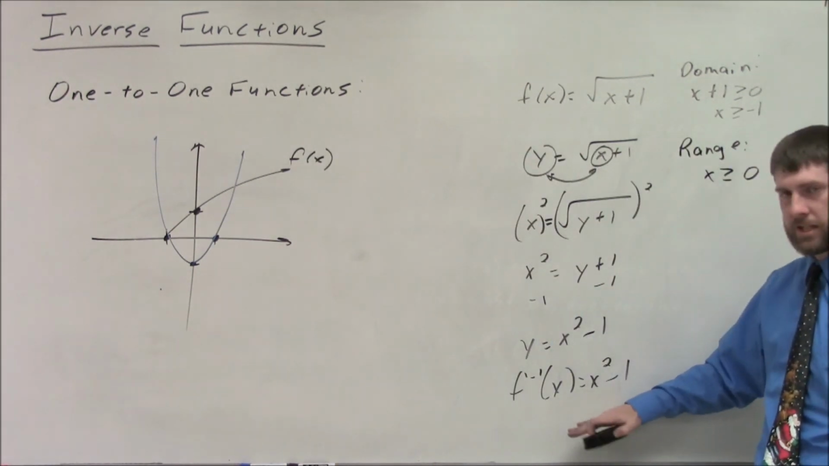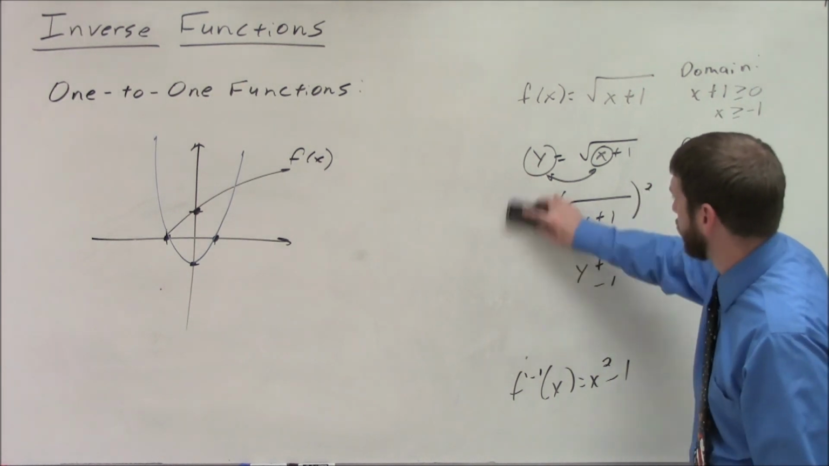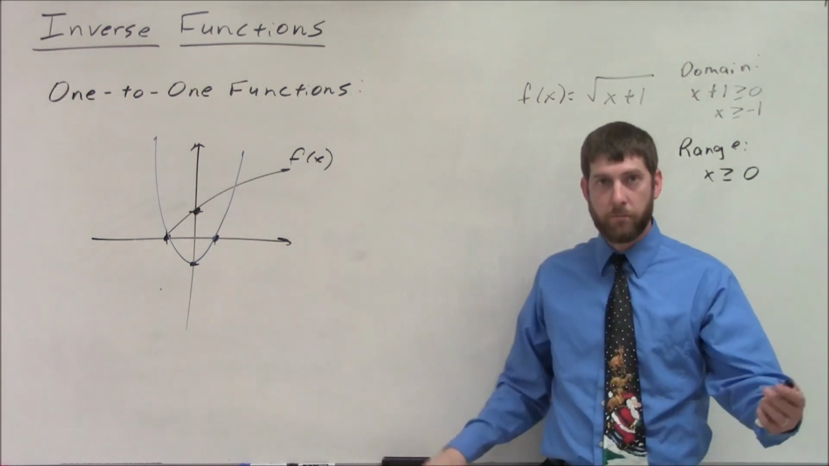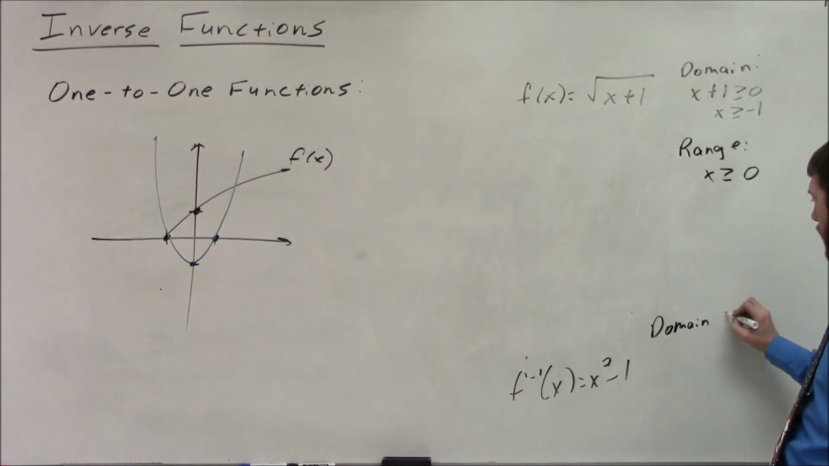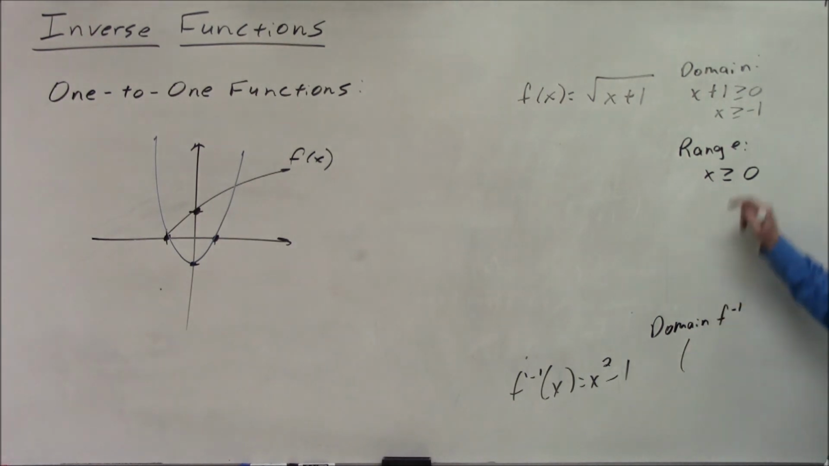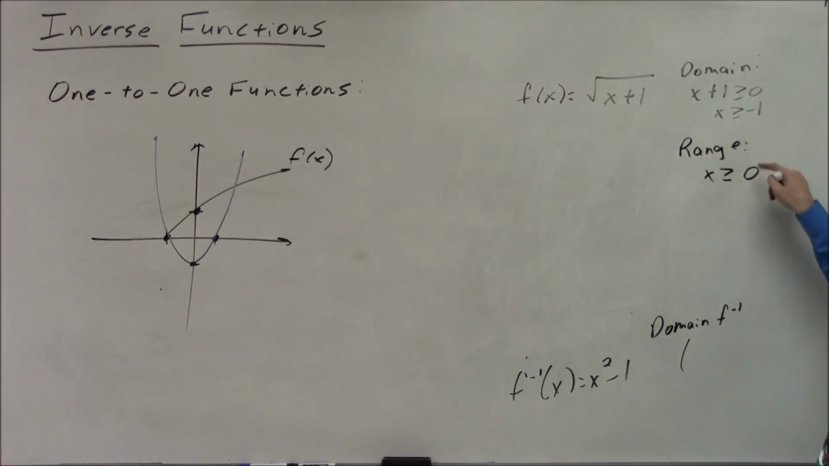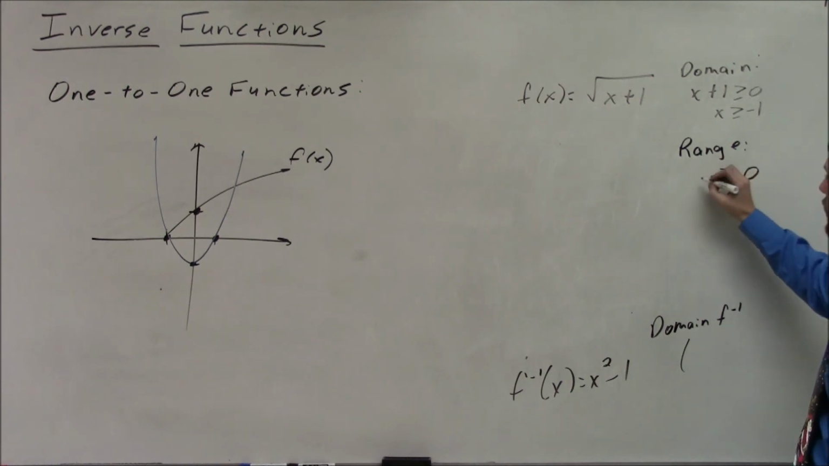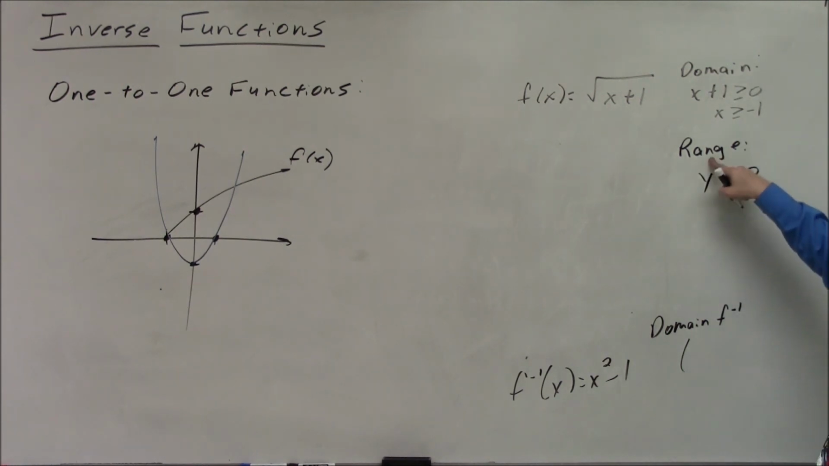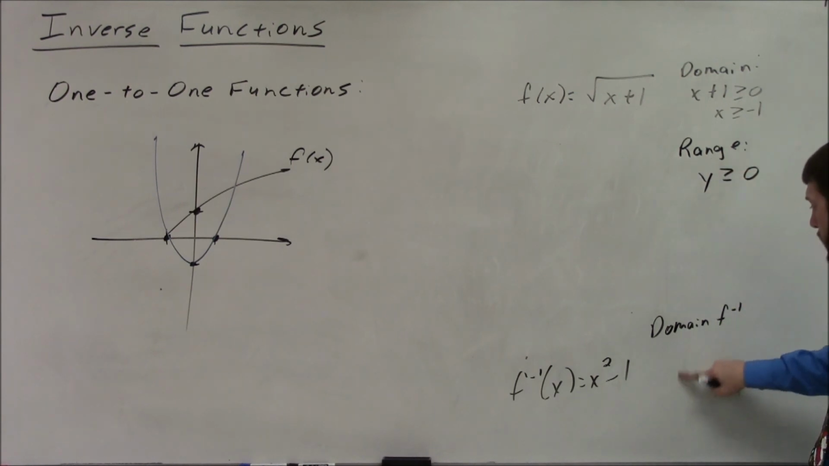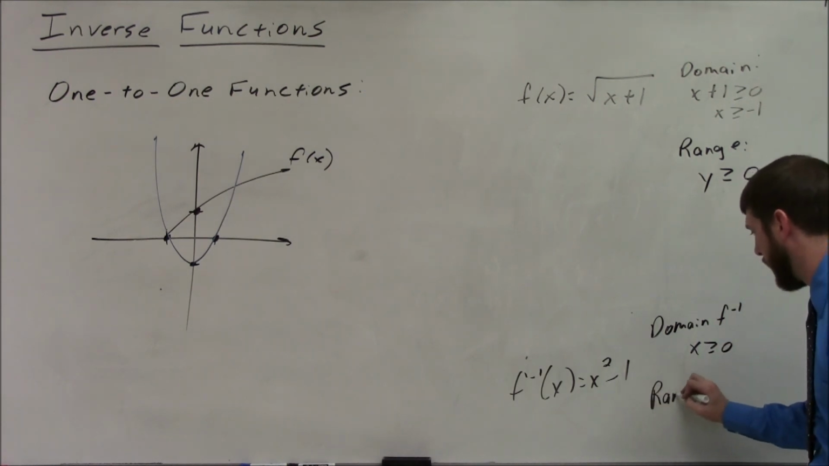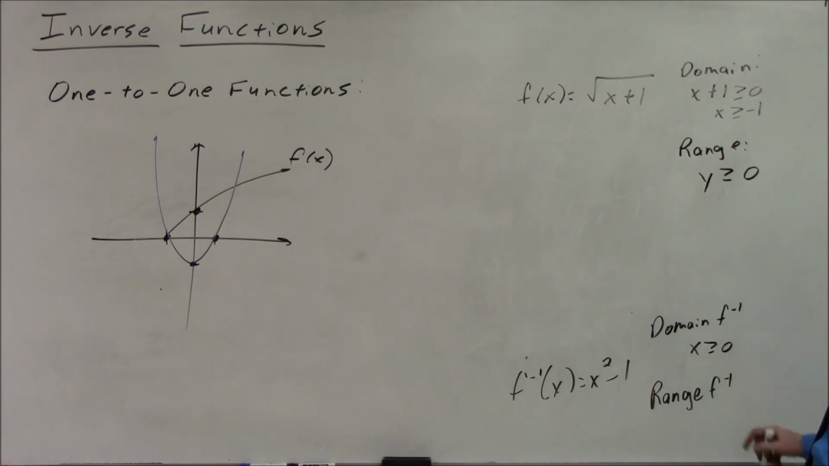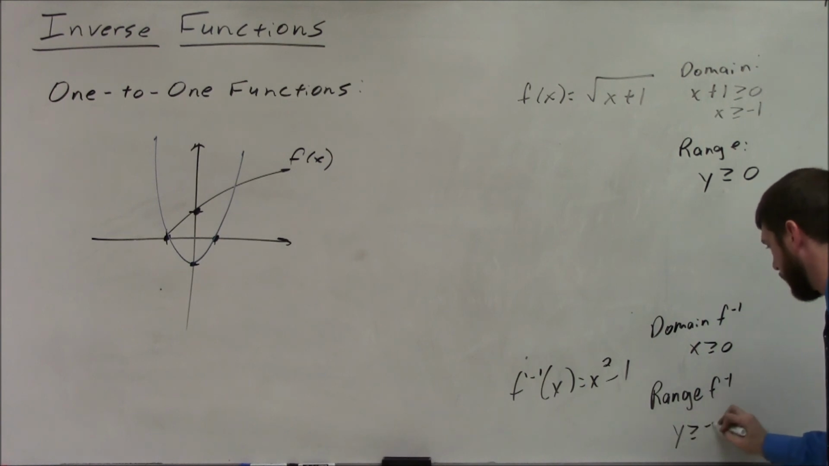And well, we said if this is the inverse of this, by rule, the domain of one must become the range of the other. So the domain of f inverse has got to be the range of f. Well, what was the range of f? y greater than or equal to 0. So the domain of f inverse has now got to be x greater than or equal to 0. The range of f inverse has got to match the domain of f, so that's got to now be y greater than or equal to -1.